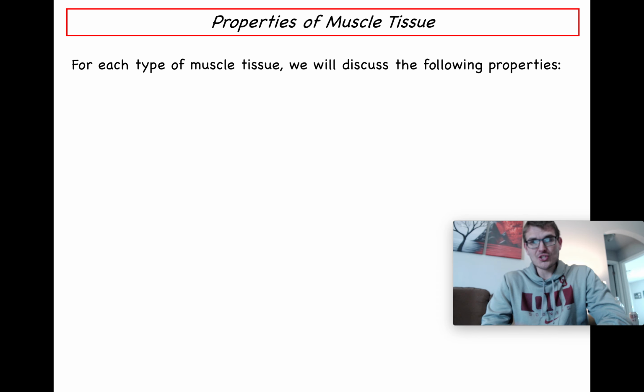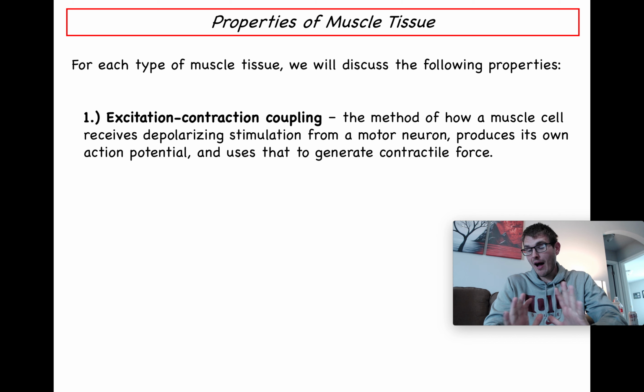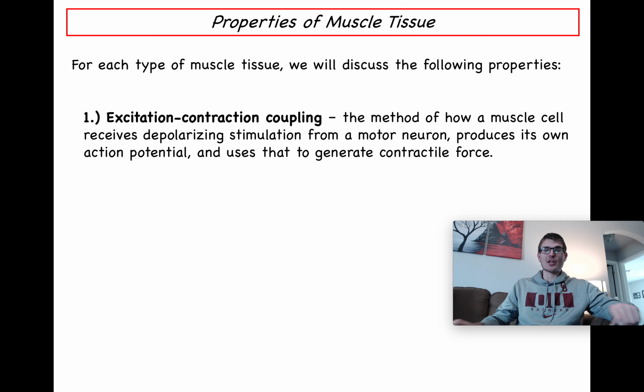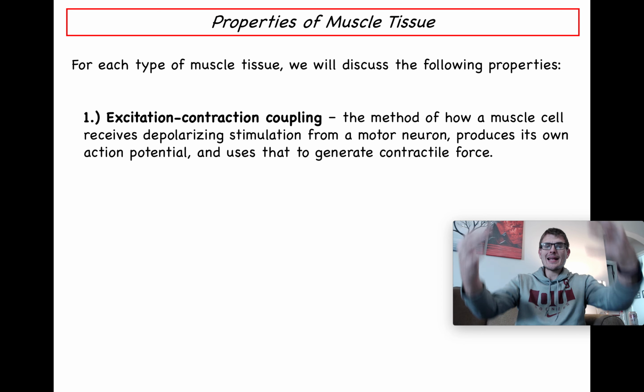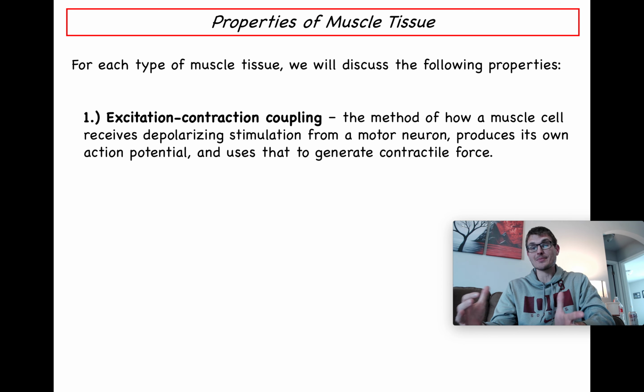So before we get into skeletal muscle in particular, for each of those three different types of muscle tissue, we want to be cognizant of the following properties that muscle tissue tends to have. Number one, and arguably the most important of which, is called excitation-contraction coupling. What this basically refers to is the methodology behind how a muscle cell takes stimulation that it gets from somewhere else, meaning coming from a motor neuron. How does it take that stimulation and produce some type of contractile force?